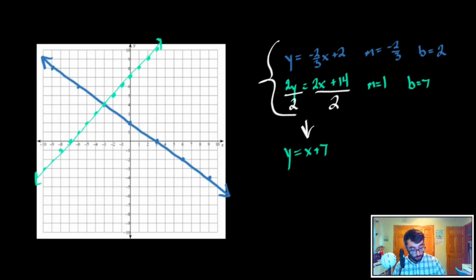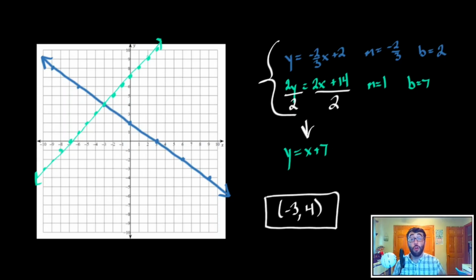So our solution would be the point. It's right here, negative 3, positive 4. So we are going to write our answer as that point, negative 3, positive 4. And that's how your solutions for systems should always be written, as a point, okay? So you can't write just x equals negative 3, y equals positive 4. Write it as a point. All right, let's take a look at another example or two.